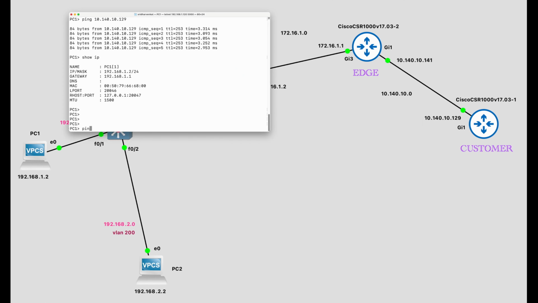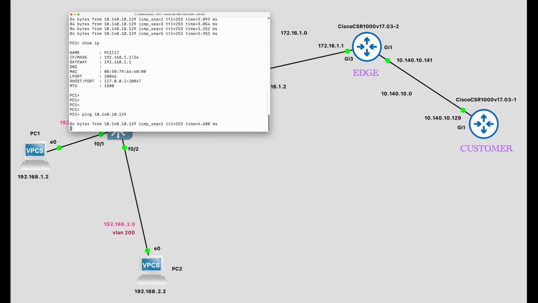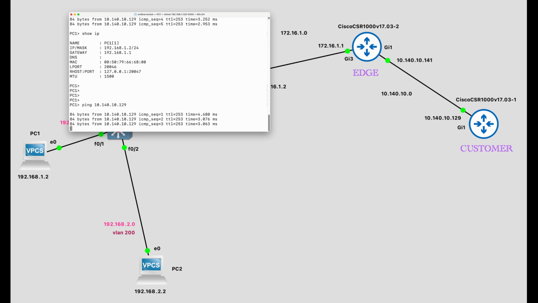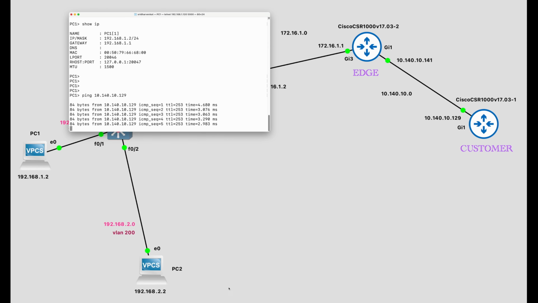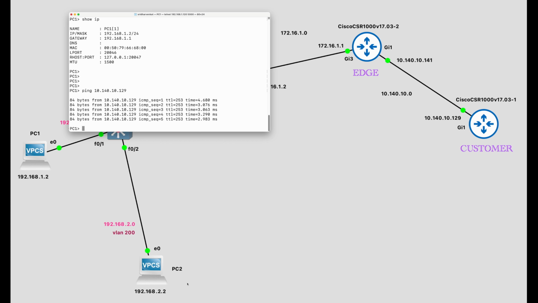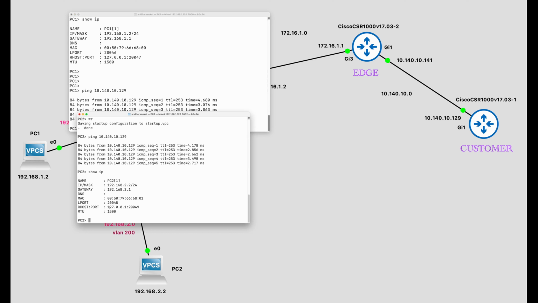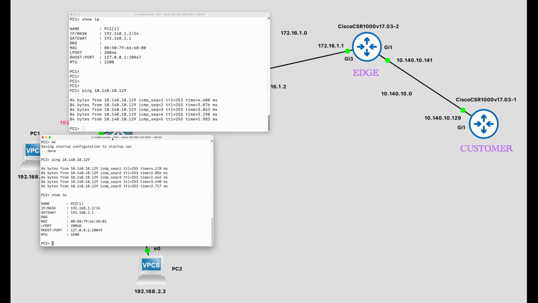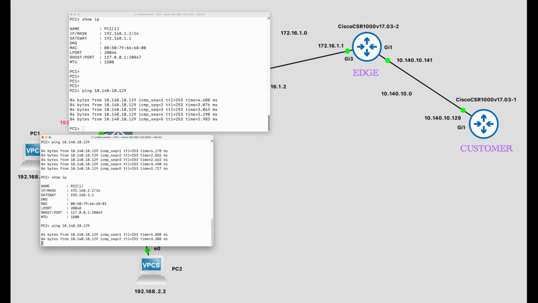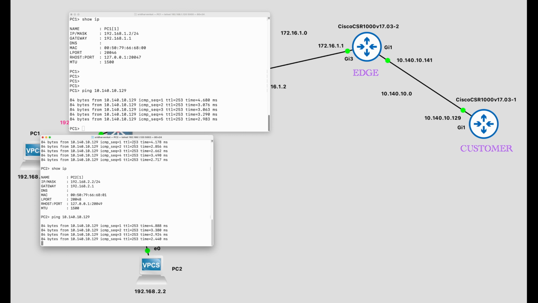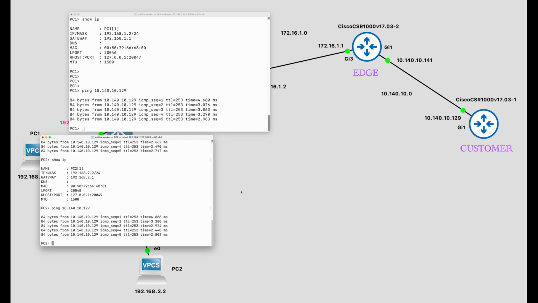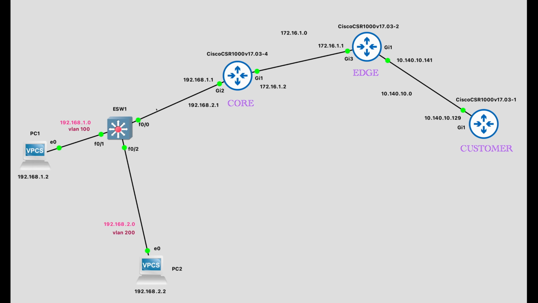And I'm going to ping 10.140.10.129, and it's working good. And then I'm going to go to the second PC, which is on VLAN 200, and try to ping the same IP, 10.140.10.129. It is working okay. So now before we close, let's look at the routes in each of these routers.